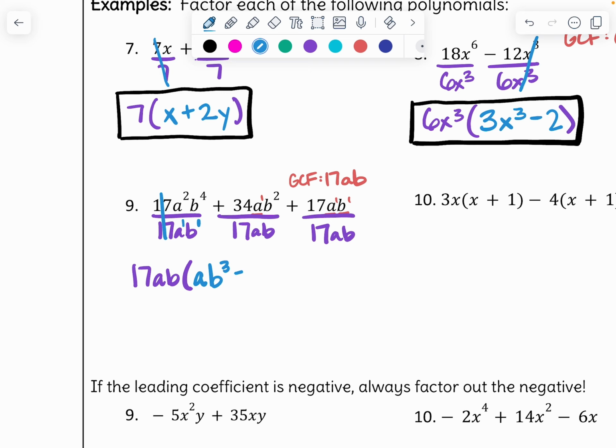34 divided by 17 is positive 2. A divided by a is 1, so we're just going to cancel that out. And then b squared divided by b to the power of 1 is b. 17 divided by 17 is 1. A divided by a is 1. B divided by b is 1. So we're just going to write plus 1. Now check your work. If you were to distribute 17ab, would you end up with this original answer? And we would.